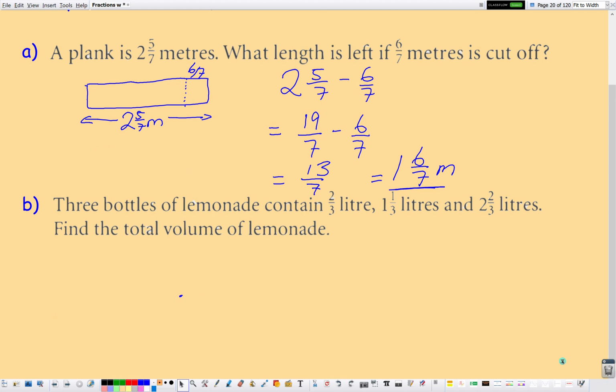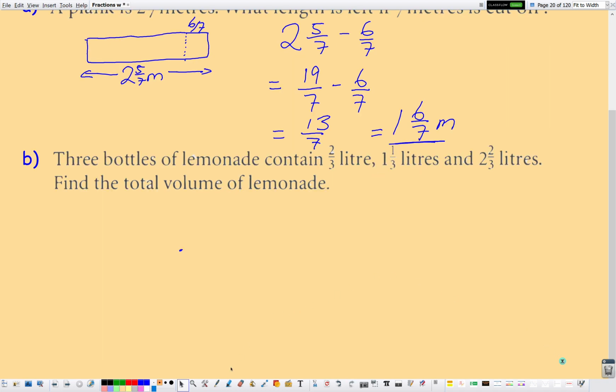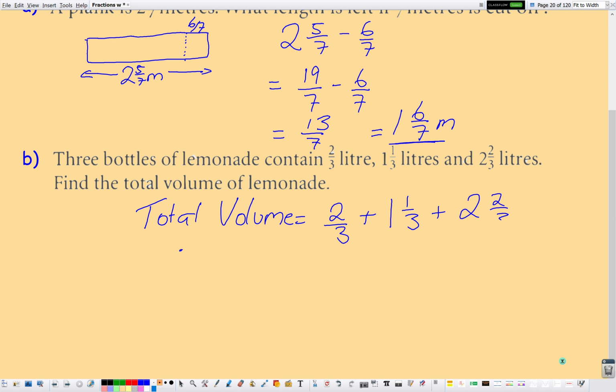Example B now. 3 bottles of lemonade contain 2/3 of a litre, 1 1/3 litres, and 2 2/3 litres. Find the total volume. Okay, so the total volume therefore means that we are going to have to add all of these together. So total volume is an addition this time. So it's 2/3 plus 1 1/3 plus 2 2/3.